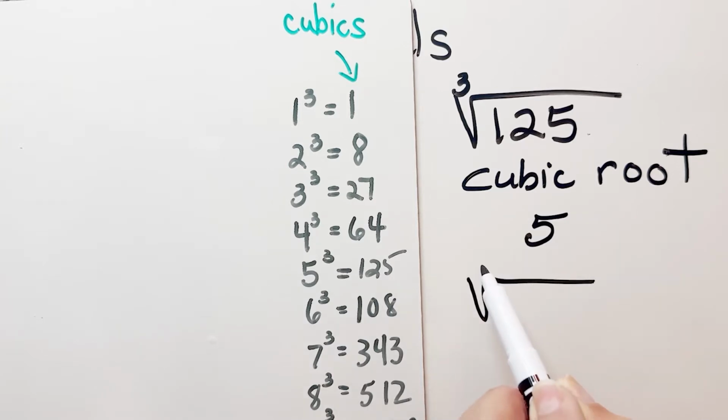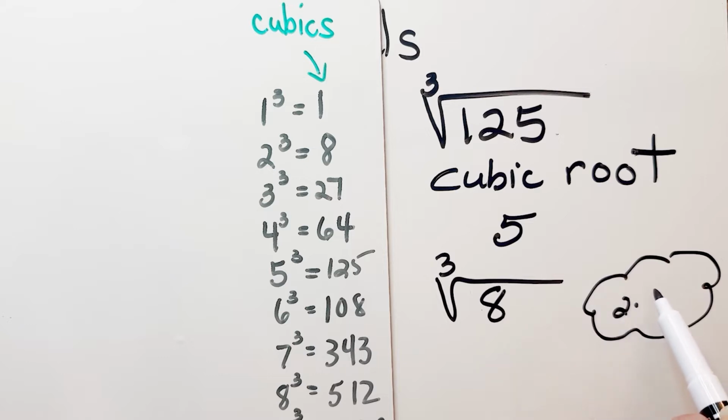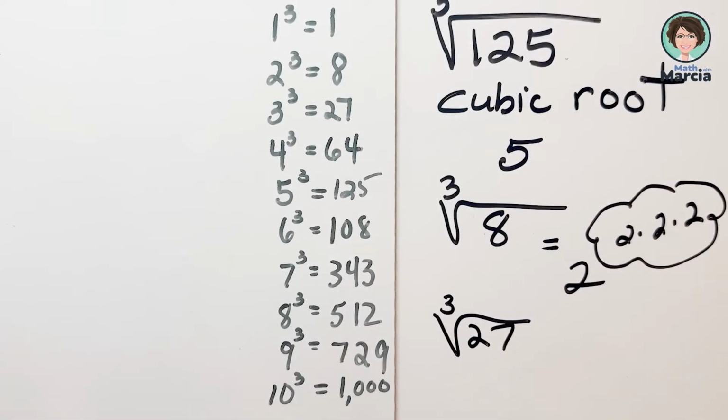If I would do the cubic root, this is one that you'll use a lot, of 8. Well, this is my brain thinking about it. Well, I know 2 times 2 times 2 is 8. So the cubic root of 8 is equal to 2. How about cubic root of 27? Again, I'm thinking of those numbers. The factors all have to be the same. So it is 3 times 3 is 9, and 9 times 3 is 27. So the cubic root is equal to 3.